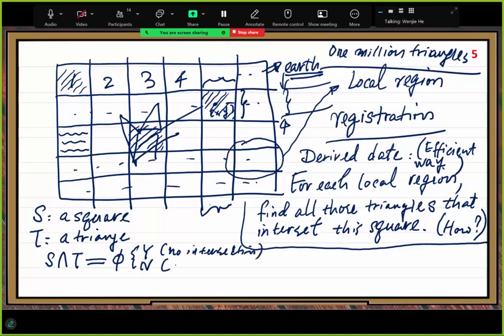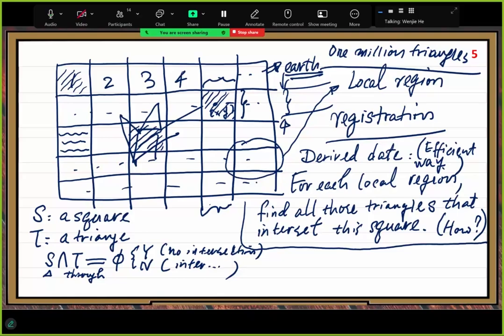All right. No intersection. Okay. Yep, that's simple. But if you fix S and go through T, then it's not efficient. Because for each S, you need to go through all the T's. 1 million T's, right? So not efficient. So now we want to do the opposite way.